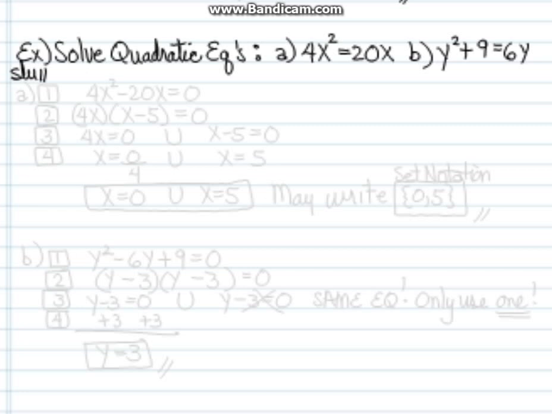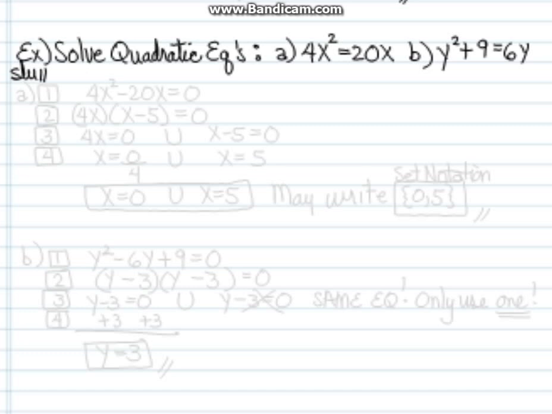Let's solve these two quadratic equations. They're second degree equations in x. The highest power on x is the second power. For the first one, it's 4x squared equals 20x. Part B is y squared plus 9 equals 6y. That's a second degree equation in y, but they're both second degree, so they're both quadratic equations.